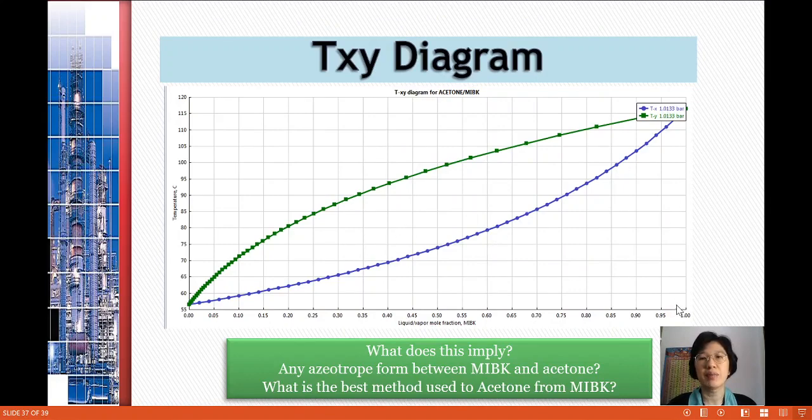Based on the TXY diagram, what does the diagram imply? Does any azeotrope form? Based on the diagram, can you answer whether any azeotrope forms? If there is no azeotrope, what would be the best method for you to separate acetone from MIBK? I will leave it to you to answer all these questions based on your chemical engineering thermodynamics knowledge and also unit operation knowledge.